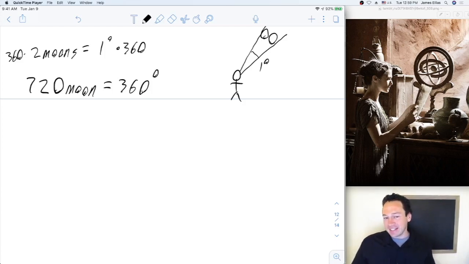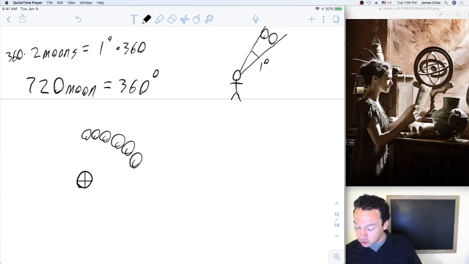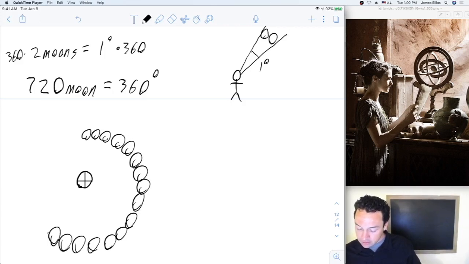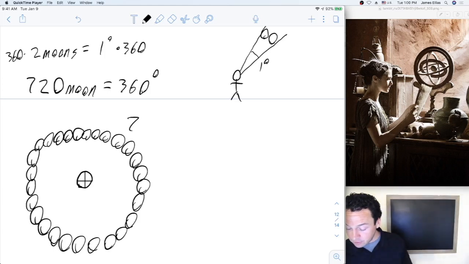The point is that if you wanted to surround the entire Earth with moons, here's the Earth, if you wanted to surround the whole Earth with moons, sort of this circle made of moons, it would take 720 moons in order to do this. I'm not going to literally draw 720 moons. So here's his moon circle. There's 720 moons in it.